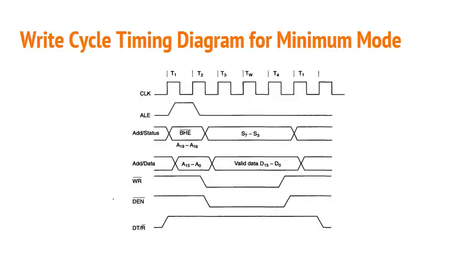Now let's look into the write cycle timing diagram for the minimum mode operation of 8086. Like in the case of the read cycle, the write cycle also has 4 clock states, T1, T2, T3 to T4, and the intermediate wait state TW. Now this intermediate TW wait state is used in case the devices are slow and need to wait before the write or read operation completes. So it is more or less like an idle cycle, used in case the device needs to wait before the operation can be completed.